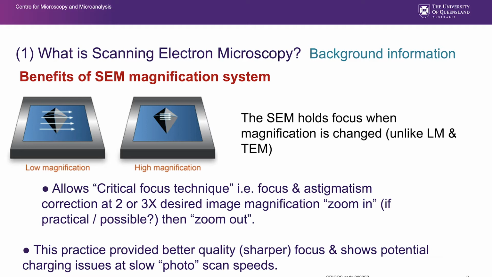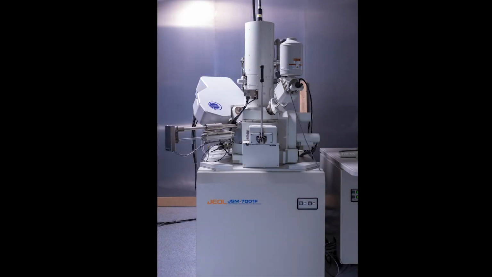But zooming in 2 or 3 times above the final image is a really good practice to do, which gives you the double benefit of sharper images and certainly flags potential images that you would see at a slow scan speed. TEMs and light microscopes don't do that. And the example that I've got on the screen here is the 7001 JEOL electron microscope.